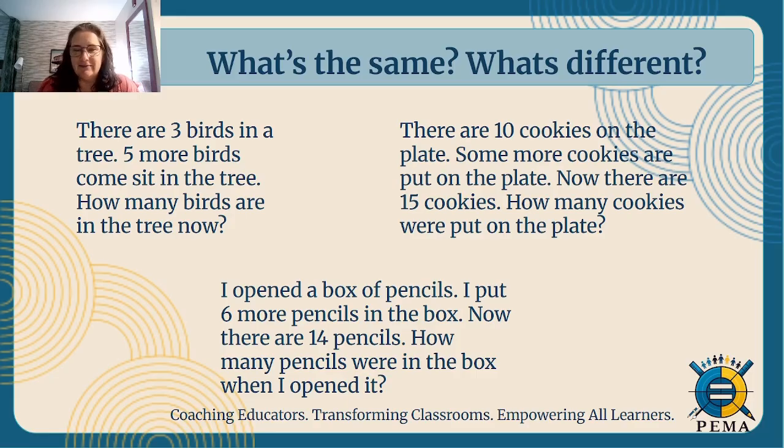Let's look at the third one here. I opened a box of pencils. I put 6 more pencils in the box. Now there are 14 pencils. So I start with a box of pencils. I add to that box of pencils. So this is an add to problem. I find out that there are 14 pencils, so it's not a result unknown. I know the result. How many pencils were in the box when I opened it? That question is asking us, what was the starting amount? So this is an add to start unknown problem.